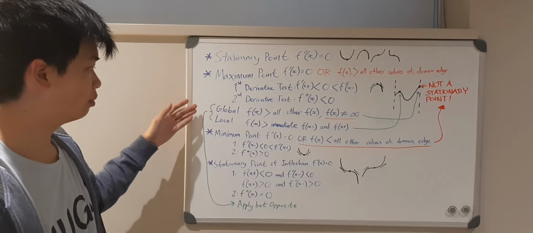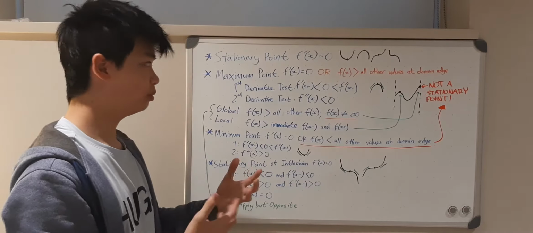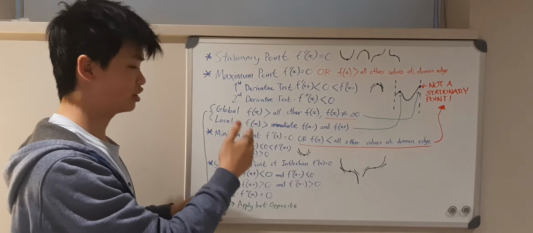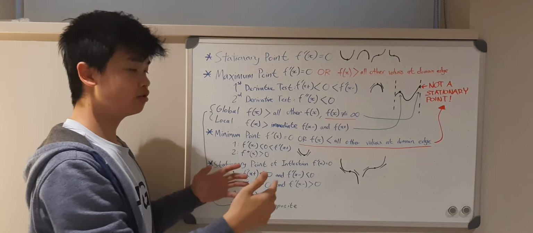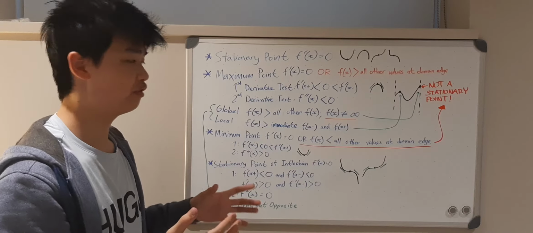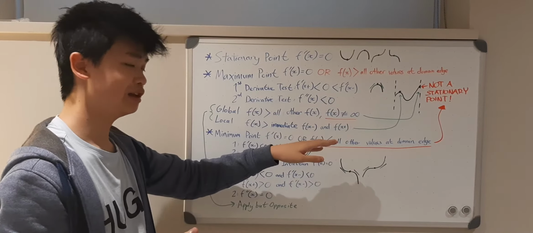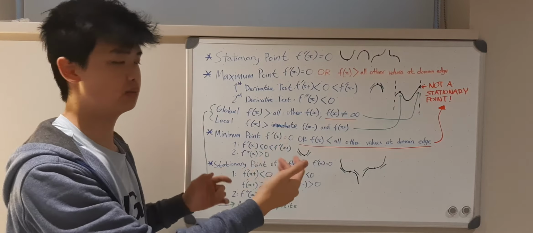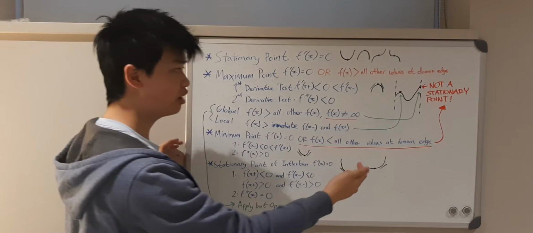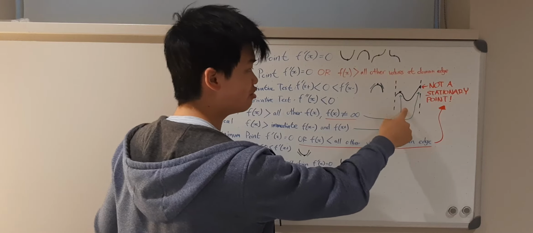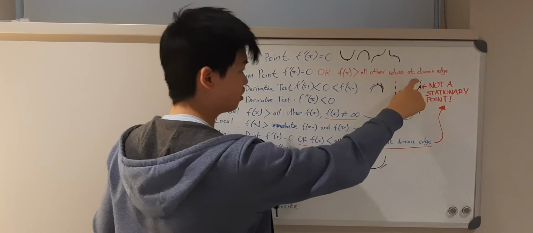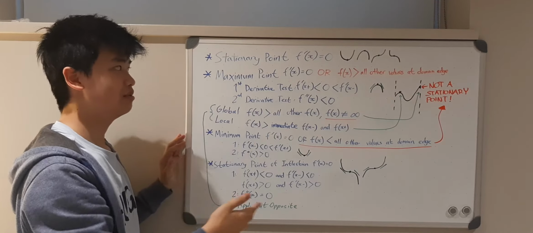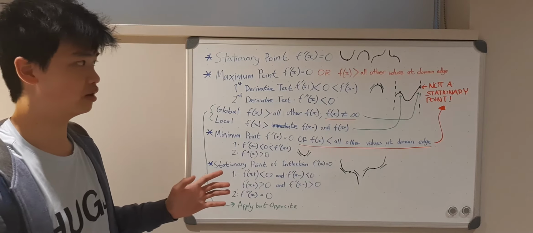Now here are some terms: global and local. A global maximum point occurs when f(x) at a certain x position is greater than all other values of f(x), but this does not apply to infinity. You can't say that the global maximum is infinity. However, if you have domain restrictions like this, you can say that the edge of the domain is a maximum point, but that's not a stationary point because f'(x) is not 0.